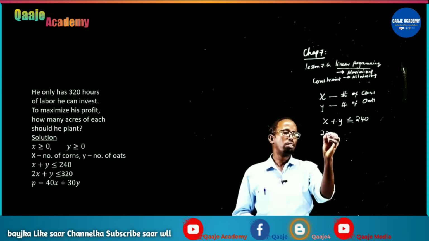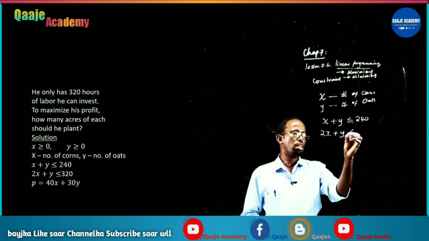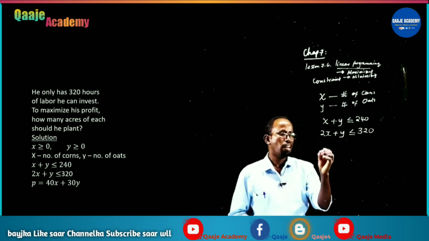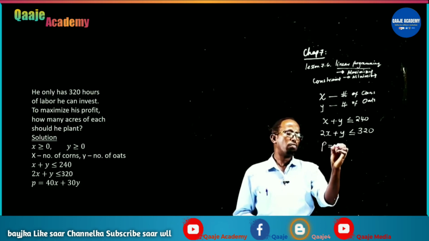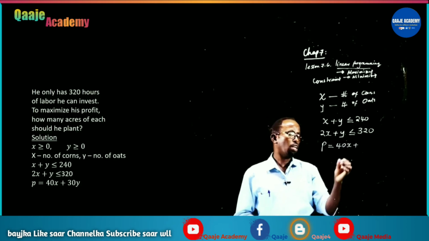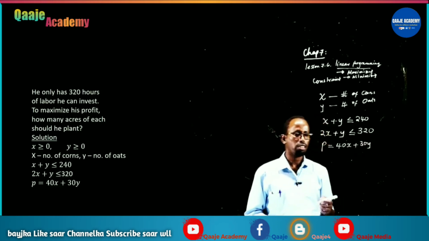This one takes 2 hours to harvest. This one takes only 1 hour to harvest. So this is less or equal to 320. The profit per acre for the corn is 40x, and then the profit per acre for the oats is 30, so this is 30y. That is, y is the number of acres.